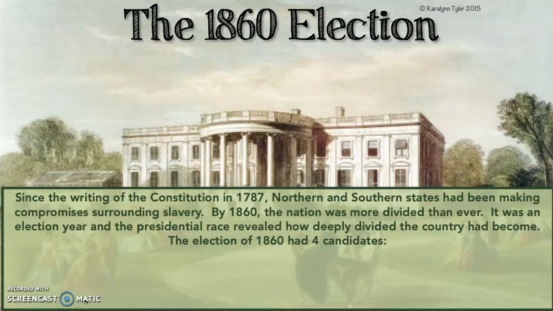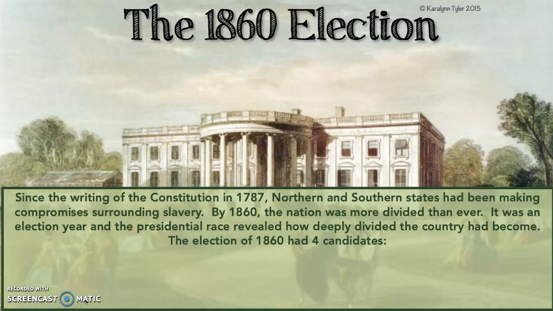Okay. Since the writing of the Constitution in 1787, the northern and southern states had already been making compromises about slavery. Way back at the start of the year, we talked about the 3/5 compromise and how the South had basically threatened to walk out of the Constitutional Convention if they felt like their interests in slavery weren't going to be represented. So by 1860, the nation was more divided than ever.